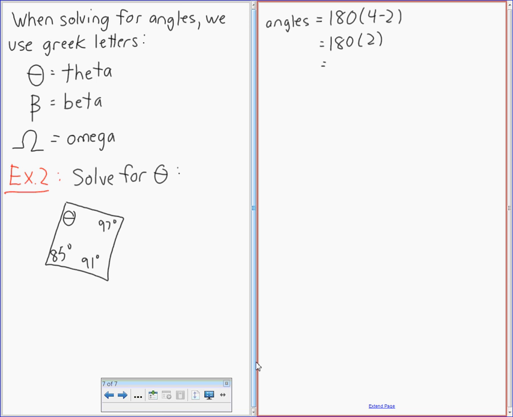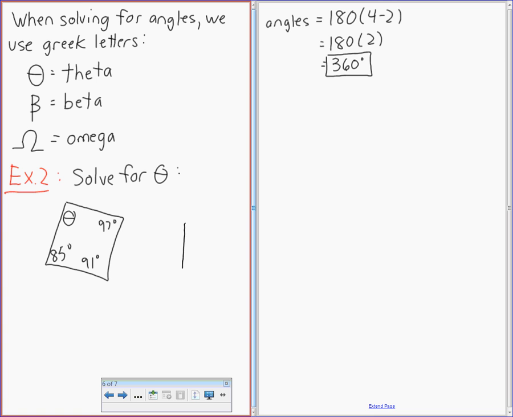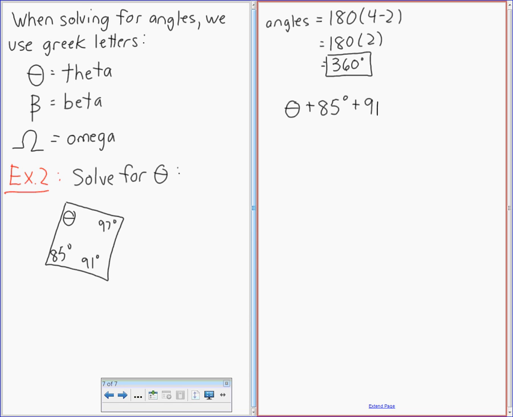All right, my calculator skills aren't good. What's 180 times 2, please? 360. Okay, so what I'm saying then is, if I add up all those together, I have to get 360, right? And again, if you need a way to help remember 360 in a square or a rectangle, 90, 180, 270, 360, right? That's where you get that as well. But anyway, what I'm going to do is say theta is my unknown angle. Plus 85, plus 91, plus 97 equals 360.